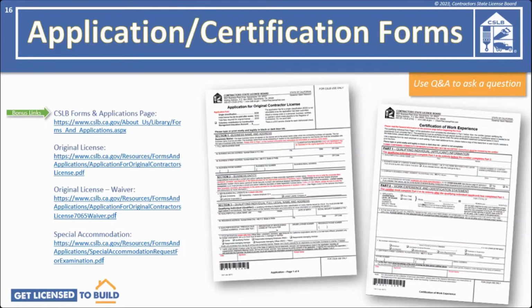When you are ready to apply for a license, here are the 2 forms you will need. On the left is the license application. On the right is the certification of work experience. You can get these forms on the CSLB website. There is a bonus link on the left side of the page, so be sure to download this presentation. We will give you a closer look at the different sections of these forms a little later.